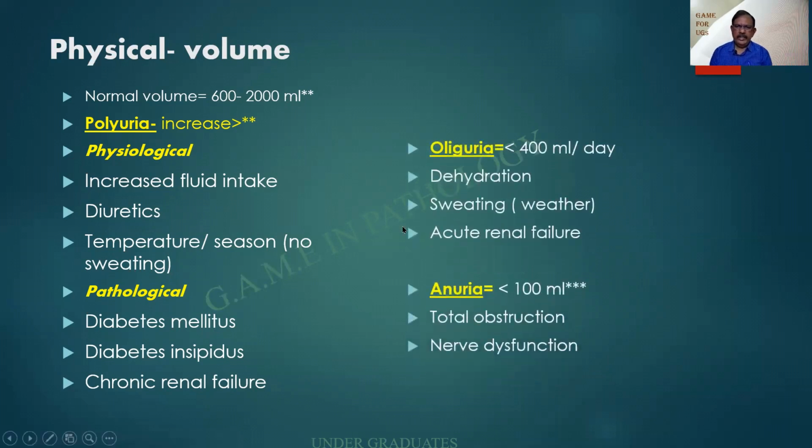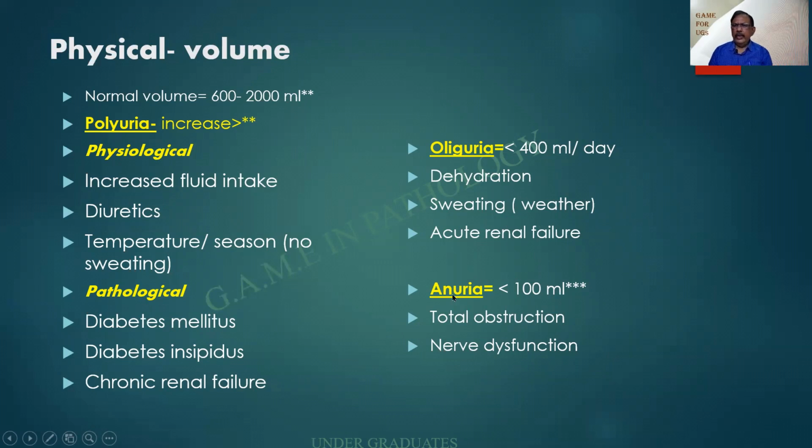Oliguria, this is important. What is oliguria? When the total urine output is less than 400 ml per day. All these questions will be asked in the viva or during the practicals when the examiner comes to you. It can happen in dehydration, sweating, and in acute renal failure. In hot weather, in increased sweating, you find that the urinary output is obviously reduced.